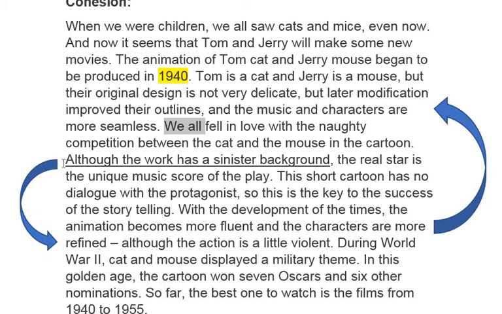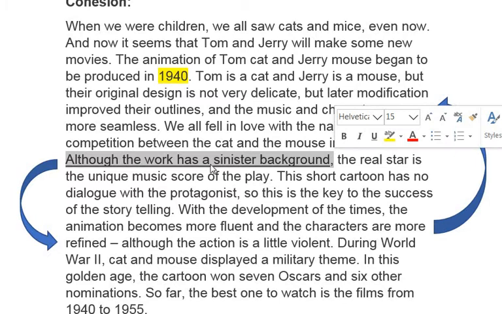Okay, now this next bit, I've underlined it. Although the work has a sinister background, the real star is the unique music score of the play. Now here, how does this actually relate to the second part of the sentence? Although the work has a sinister background.